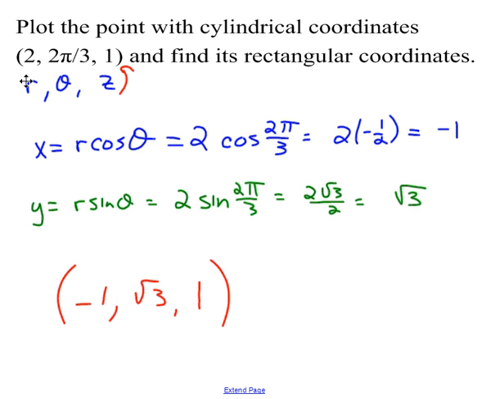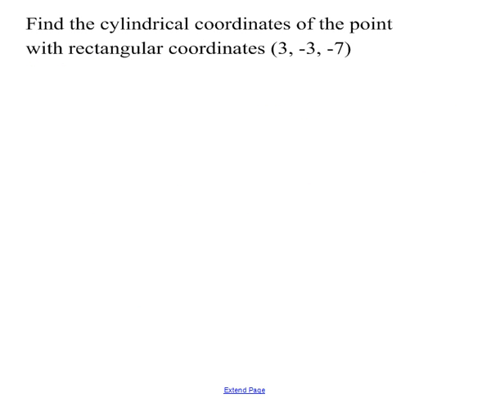And I can go the other direction. It's a little more difficult, but totally doable. So here are my rectangular coordinates, and I want my cylindrical coordinates. And so I'm going to think about the fact that r is the square root of the x squared plus the y squared, square root of 18, or 2 times 9, which gives me 3 root 2.